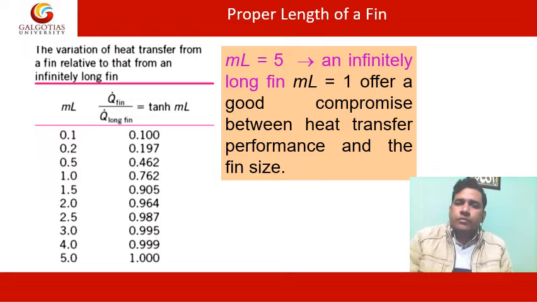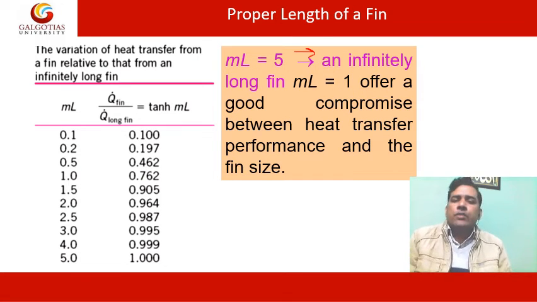So how to choose the proper length? Let's say that we are taking ml equal to 5, which is generally taken as the value for an infinitely long fin. Okay, and if the m times l value is equal to 1, that offers a good compromise between heat transfer performance and the fin size. So you can see ml equal to 1 represents a better option compared with taking ml equal to 5.